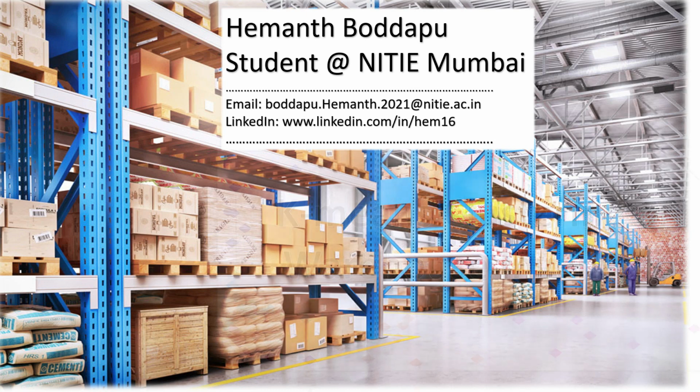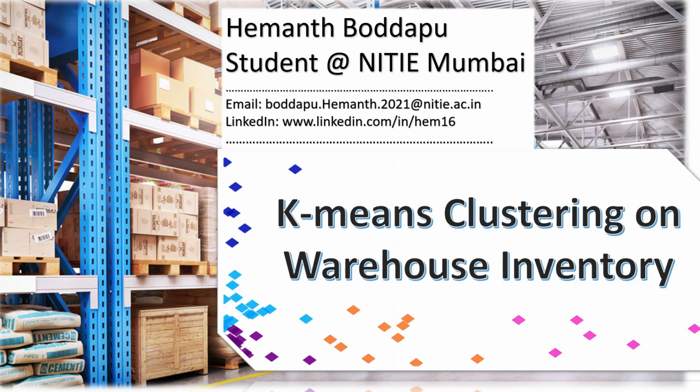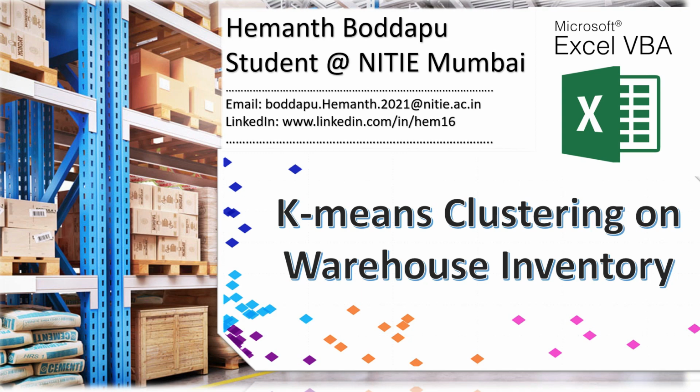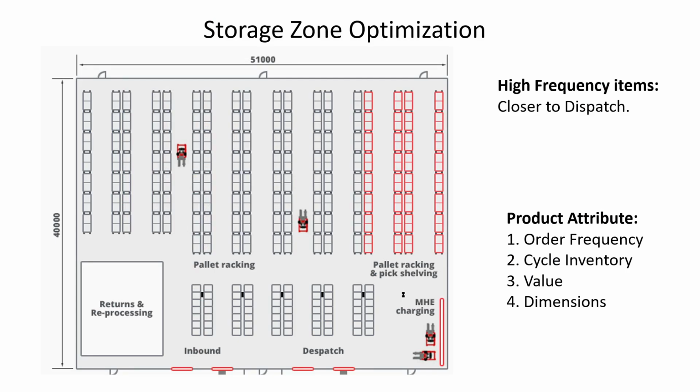Today I'm going to show you how to perform k-means clustering on warehouse inventory using Excel. Why do we need to do k-means clustering on warehouse inventory? One of the classic cases of any warehouse is storage zone optimization, where we have requirements like high frequency items have to be closer to the dispatch area. So if the dispatch area is over here, we want all the high frequency items to be placed closer to the dispatch area. Similarly, there are multiple conditions warehouse managers try to accomplish with different product attributes like cycle inventory, value, or dimensions. They have to decide which product to be stored where so that they incur the least cost and high serviceability.